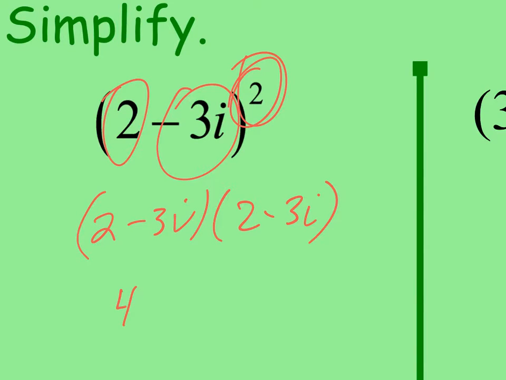Four minus 6i minus 6i, put it all together, plus 9i squared.